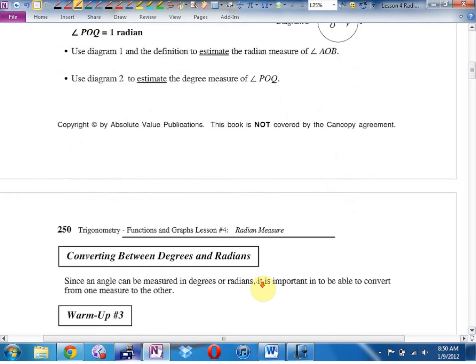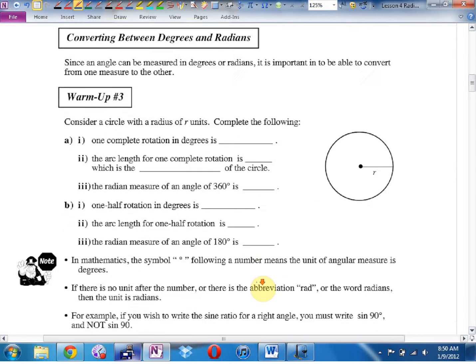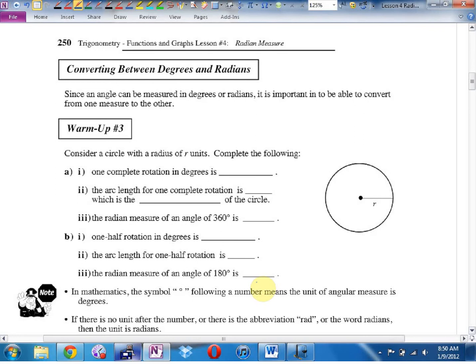Next page. We are going to have to learn to convert from degrees to radians. Angles can be measured in either, and I am going to ask you to flip-flop from one to the other, usually from degrees to radians. Once in a while, we will go back. I've exaggerated a little bit. Once in a while, we'll go back from radians to degrees. So we need a conversion factor.